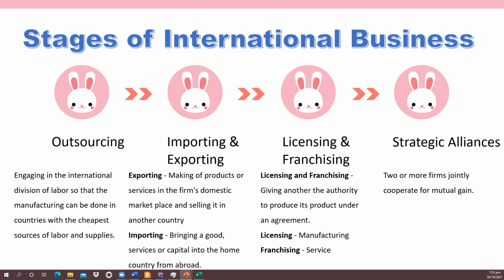Okay? So for importing and exporting, I think we are already familiar with importing and exporting. So when we say exporting, making products or services in the firm's domestic marketplace and selling it in another country. Okay, so ipoproduce dito pero sa ibang bansa ibebenta. Importing, bringing a goods, services, and capital into the home country from abroad. Okay, so for example, mas mura kasi yung rice sa ibang bansa, so mag-i-import tayo nandito.